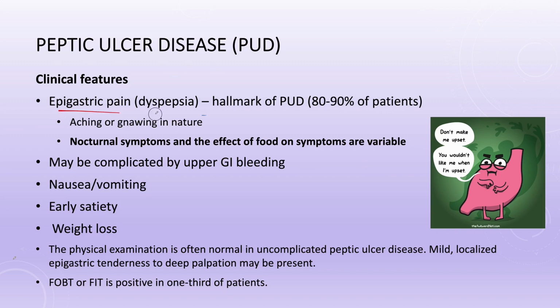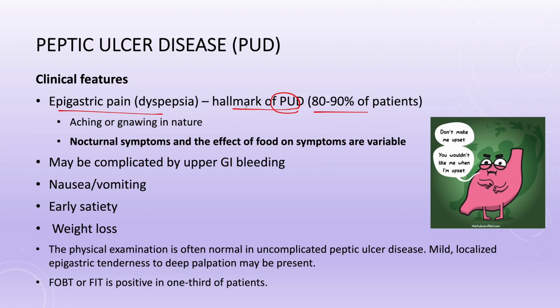Okay, we're going to typically see this dyspepsia or epigastric pain. This is the hallmark of peptic ulcer disease. 80 to 90% of patients complain of this. They complain of this pain, kind of this aching or gnawing pain, this hunger pain that they get in the pit of their stomach, and also can get these nocturnal symptoms. And food can affect ulcers certain ways. Now, there are some classic presentations of ulcers, but they can be very variable from patient to patient.